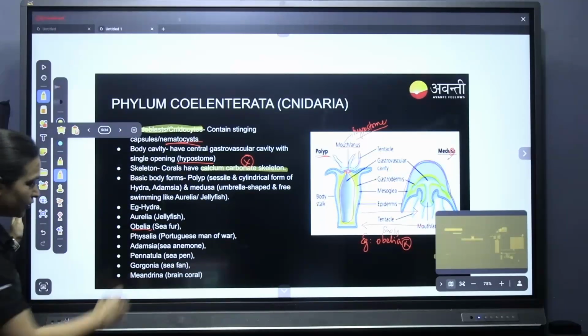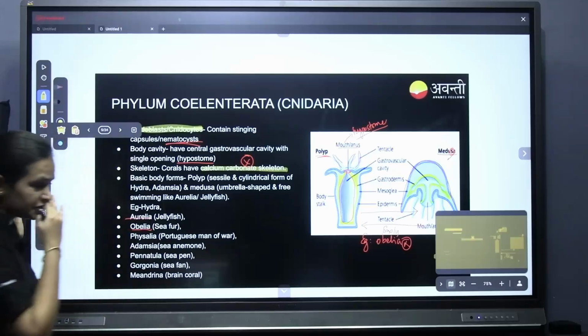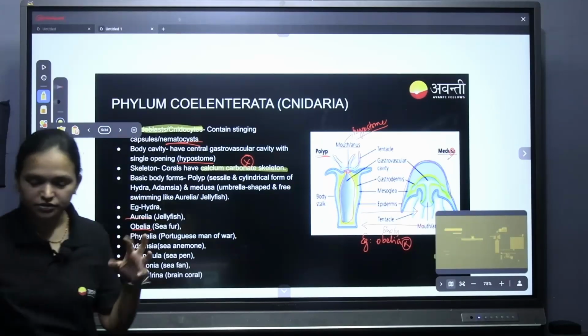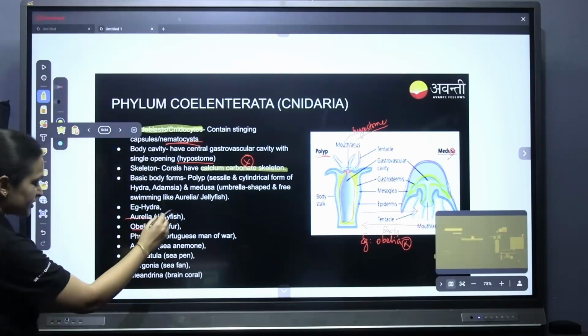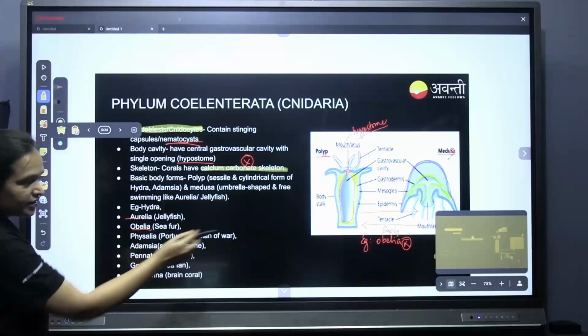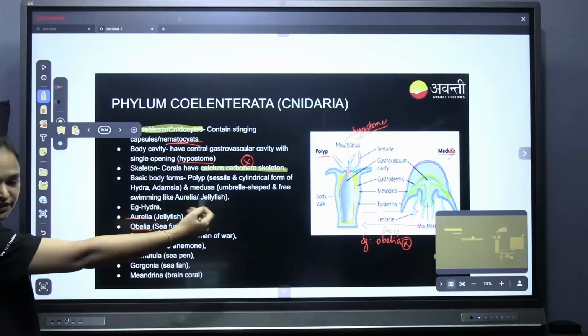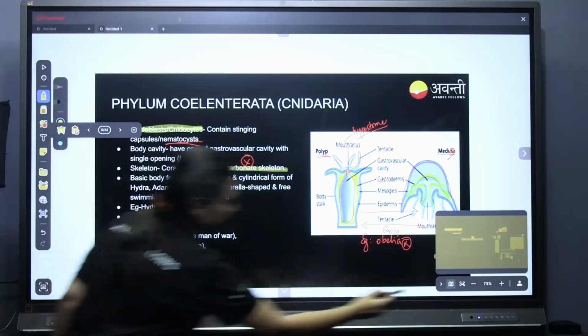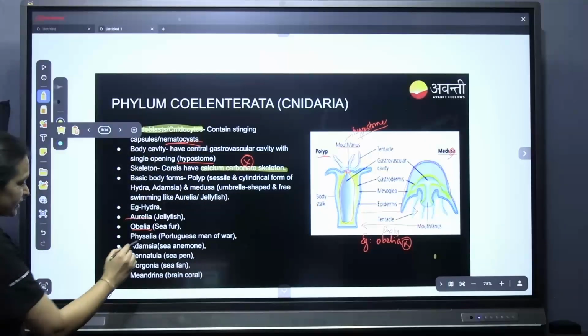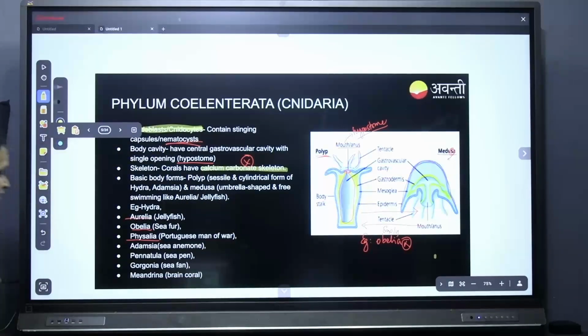ये सारे एग्जाम्पल. ओरेलिया मतलब जेलीफिश, यू नो राइट, द जेलीफिश विच स्टिंग्स, दैट इज जेलीफिश. ओबेलिया इज सी फर, वो ट्रांसफॉर्म होता है ना, दैट इज वेरी इंपॉर्टेंट बनता है, मैंने बोला था, दैट इज सी फर. एंड दिस वन फाइसालिया इज पोर्चुगीज मैन ऑफ वॉर.